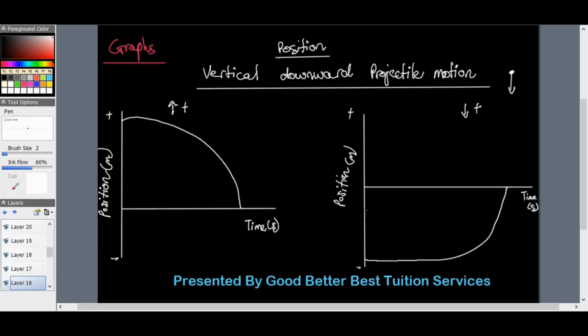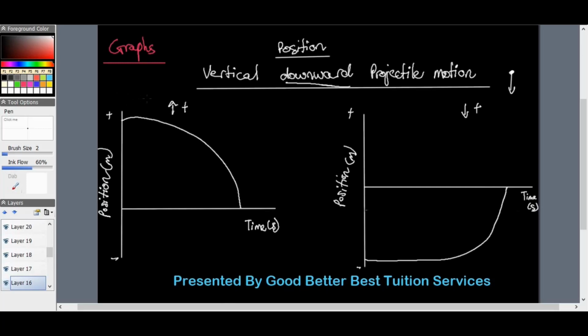So it all depends on what you take as positive. If it was downward, remember the object is going down. Remember this downward here? The object is already going down. So if you're taking upwards as positive, this is how it will look. But if you are taking downwards as positive, then of course you would do that. Just invert the graph.